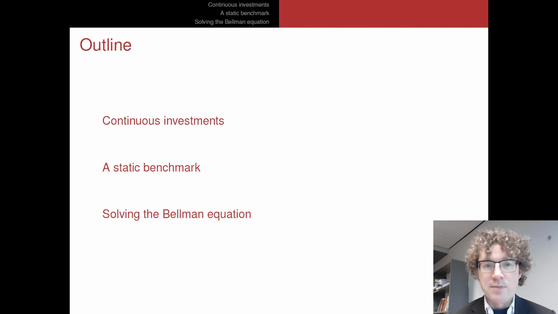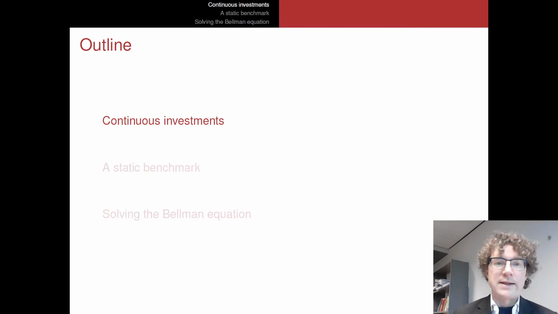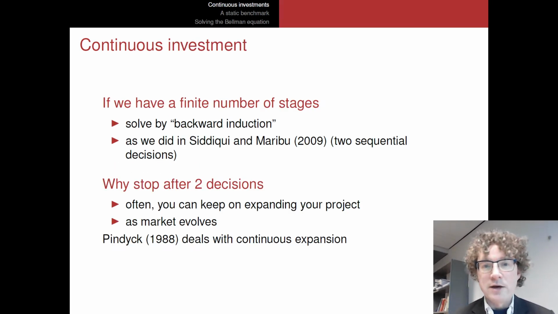So remember last time we have been looking at a finite number of stages. So we were exploring this paper by C.T.J and Maribou, which had two sequential decisions. That made for one endgame in which the plan is finalized, and there's some intermediate stage where you have made your first investment in capacity, but you still have the option to upgrade your plant, adding capacity to get to your endgame. And we were solving this by backward induction.